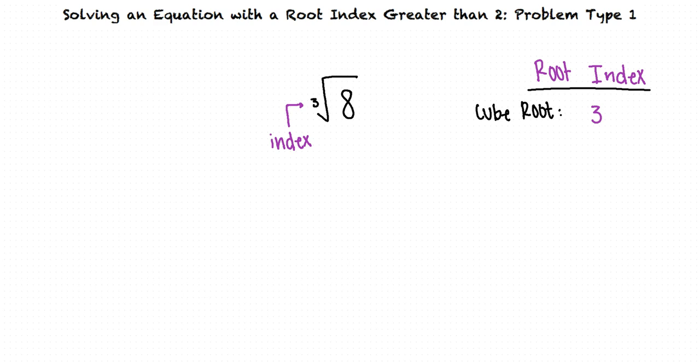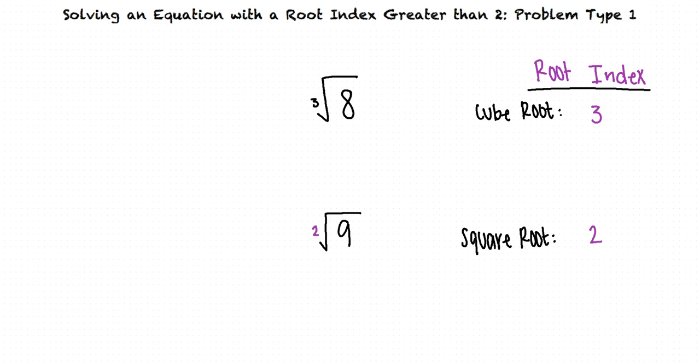Now let's look at the square root of 9. Although we don't typically write it out, the root index of a square root is 2. If we remember, taking the square root of a number and squaring a number are inverse operations. Okay, I think that makes sense.